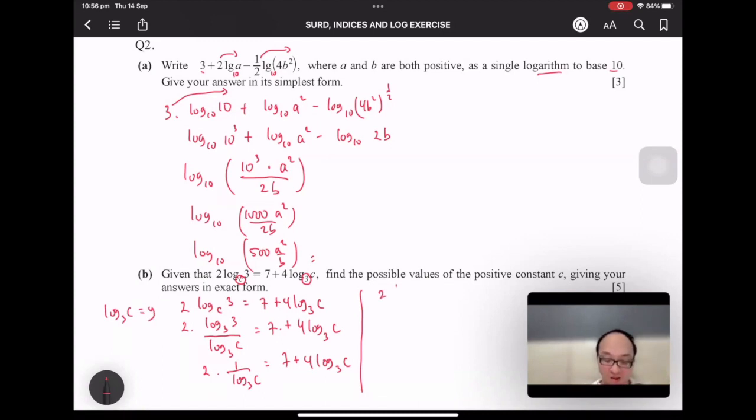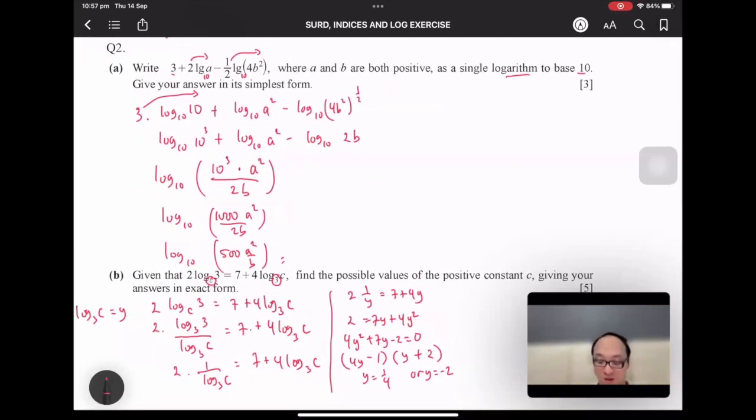So I have 2 times 1 over y equals 7 plus 4y, and then multiply all by y. So I have 2 equals 7y plus 4y squared. That means 4y squared plus 7y minus 2 equals 0. And then we can factorize. To have the 7y, I can have 4y, y, this is 2, so plus 8 minus 1. So y equals 1 over 4, or y equals negative 2.